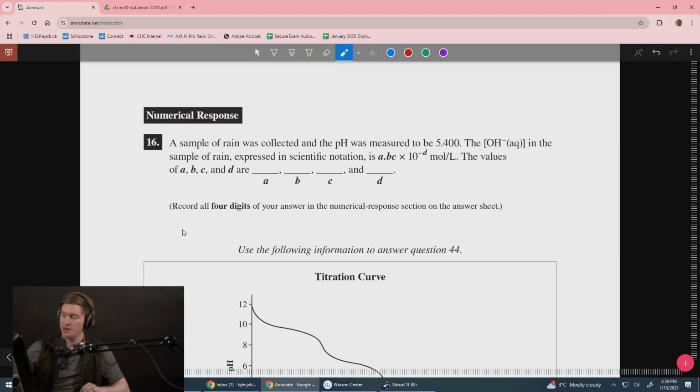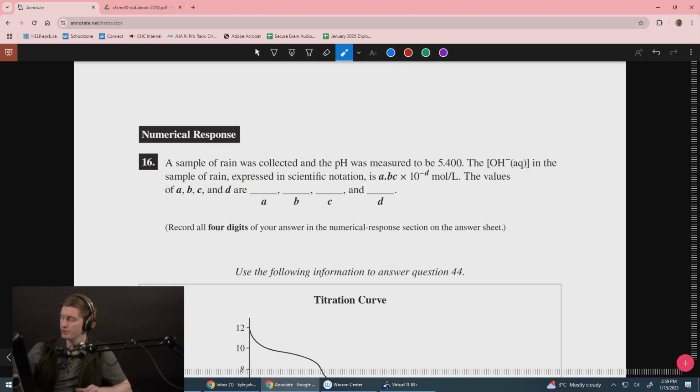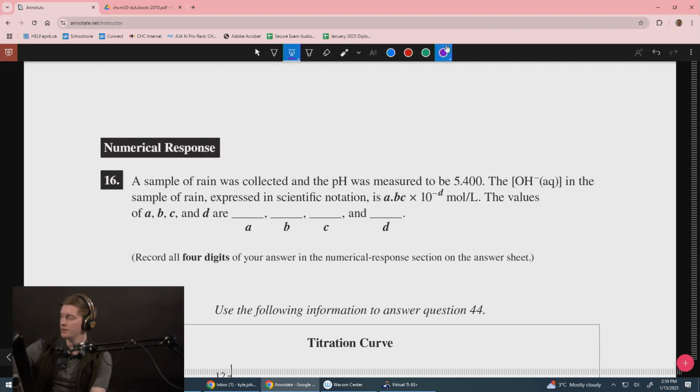A sample of rain was collected and the pH was measured to be 5.400. The hydroxide concentration in the sample of rain expressed in scientific notation is A.Bc times 10 to the negative D moles per liter. Okay, now some pH formula stuff. There's two ways to really go about solving this. You could go to a hydronium concentration first and then change to a hydroxide concentration, or you could go to a pOH and then change to a hydroxide concentration. Both ways will get you the same answer.